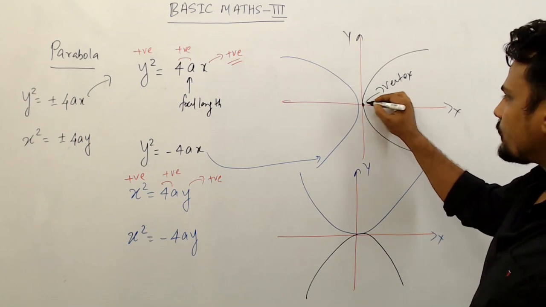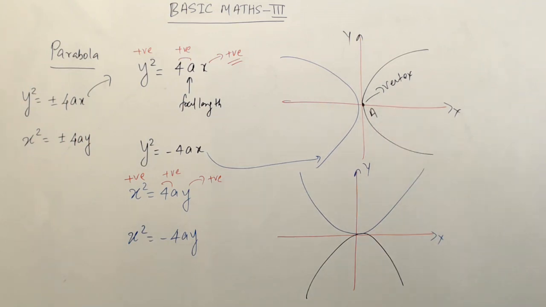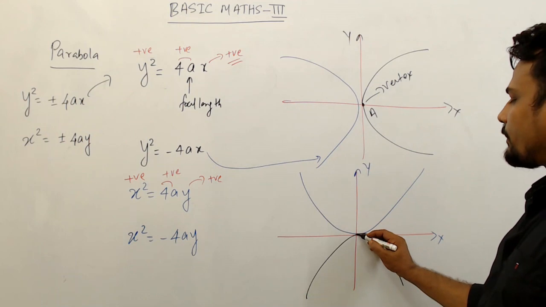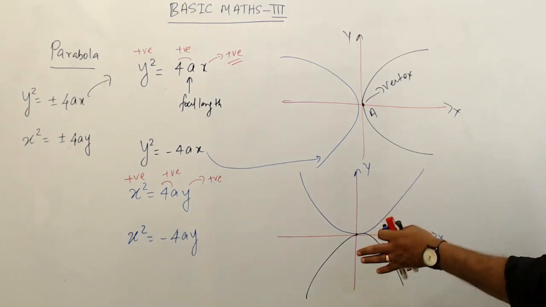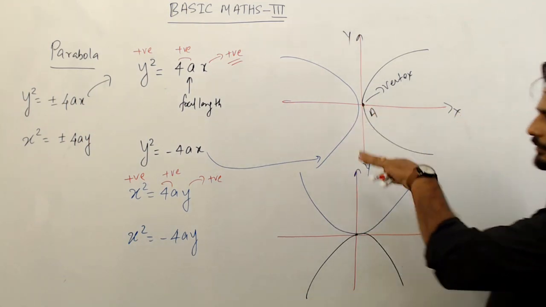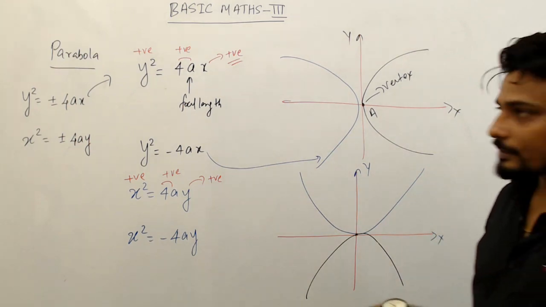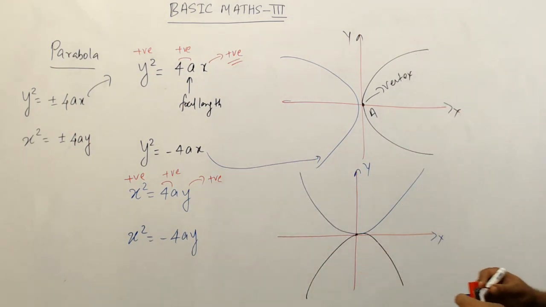Normally, we represent this with capital A. And in this one, this again is going to be the vertex. And in all the situations, all the cases, we have seen that the vertex is at the origin. Not necessarily it has to be at the origin, it could be anywhere. But those things you can discuss more in detail in maths.